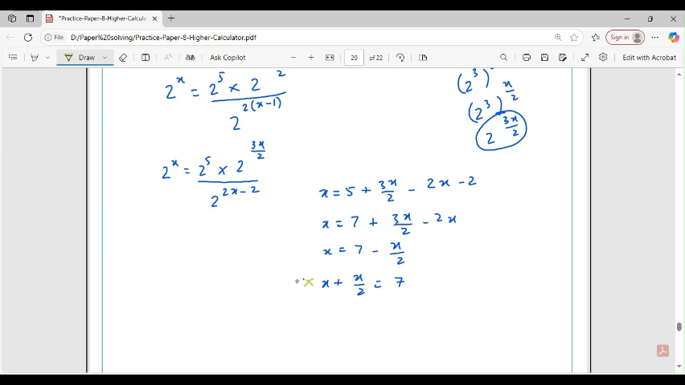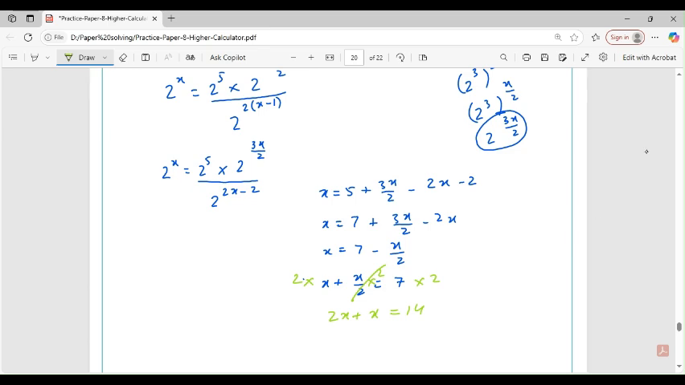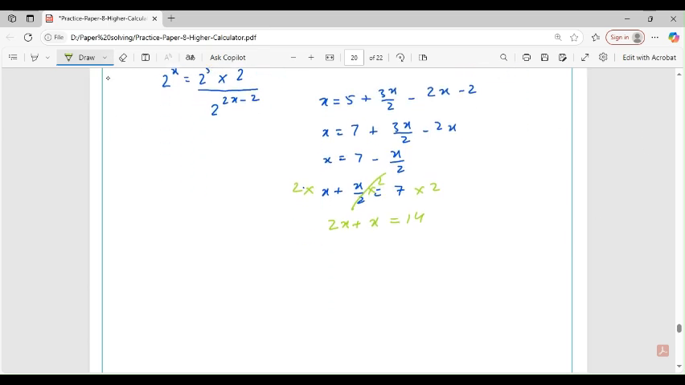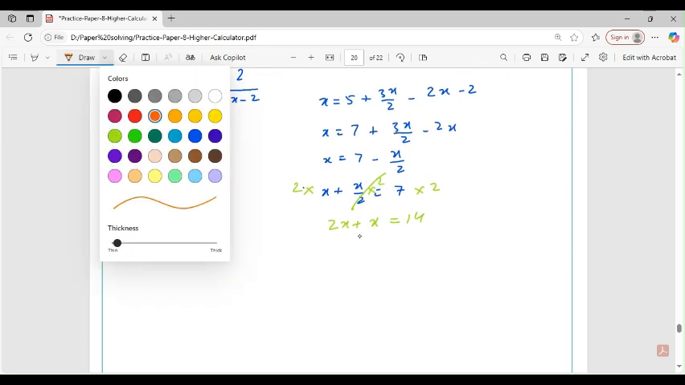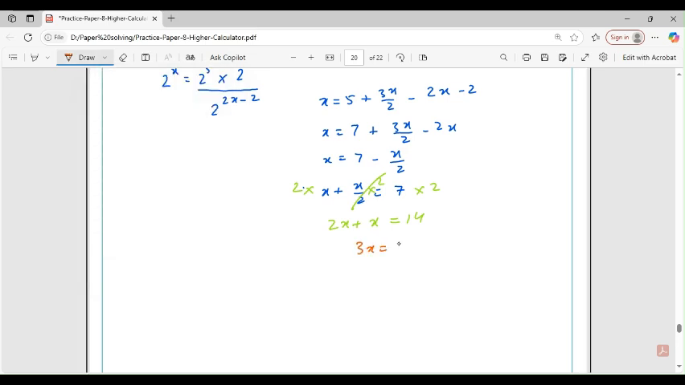Now if I multiply everything by 2, by 2 and by 2, this is going to give us 2x, and these two are going to be cancelled. x equals 14. Now what we have is 3x equals 14, so x will be equal to 14 over 3, which is our final answer.